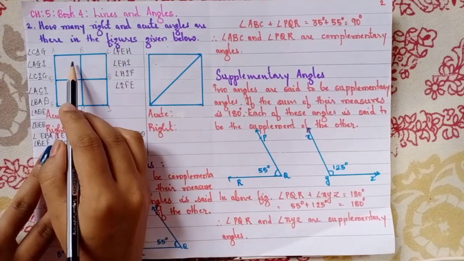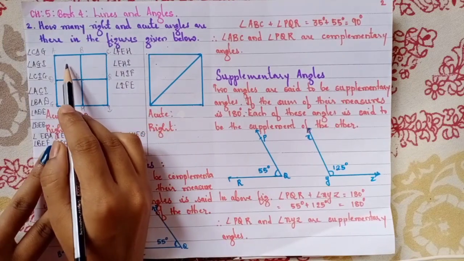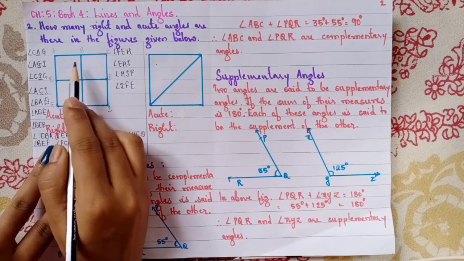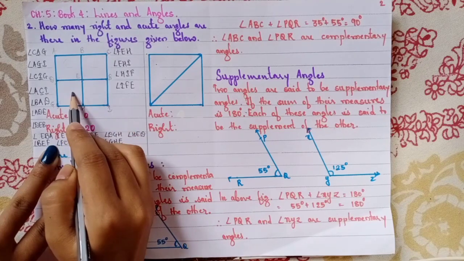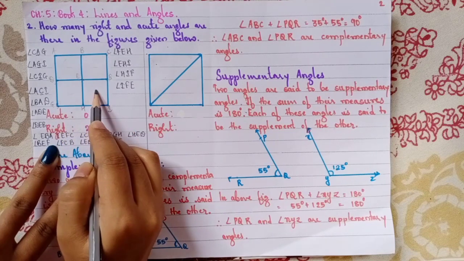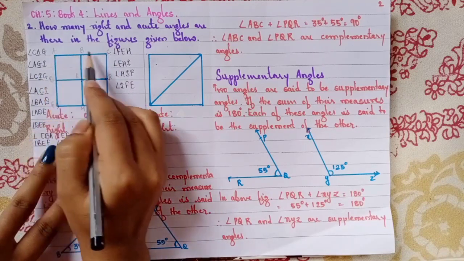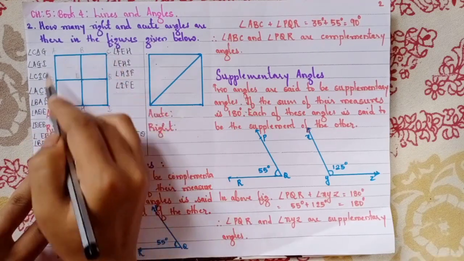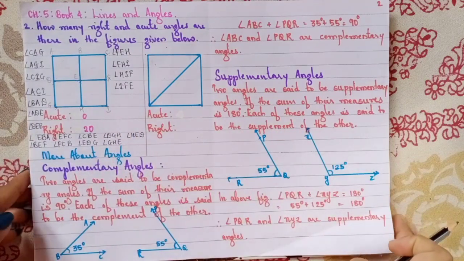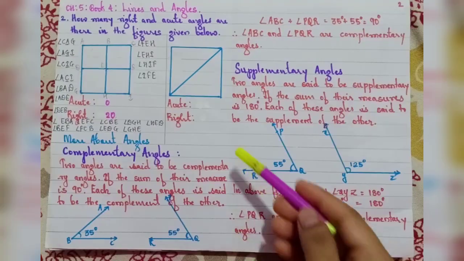Okay, so each square has 4 angles. So 4 plus 4 is 8, plus 4 is 12, plus 4 is 16, plus the whole square, 17, 18, 19, 20. So accordingly we'll get 20 angles. Okay, let's see the second example.